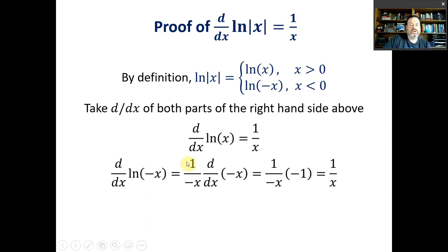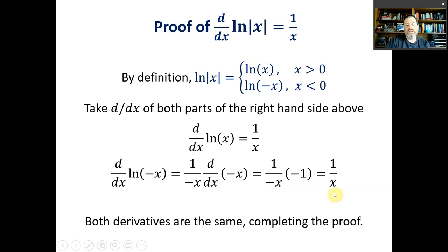What happens here? So it's 1 over minus x times the derivative of minus x. The derivative of minus x is minus 1. The negatives cancel, and you get 1 over x. So these two different functions have the same derivative.